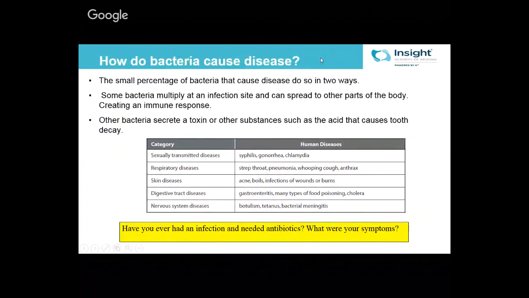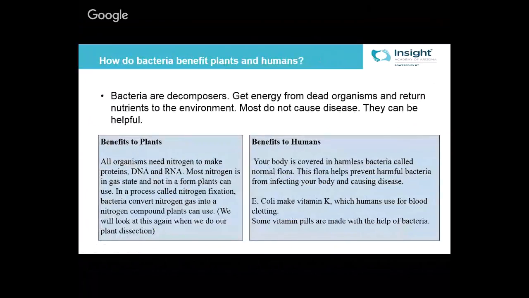So how do bacteria benefit plants and humans? They're not always harmful. Bacteria are decomposers, so they break down our waste. They break down dead organisms and put it into soil to make the soil nutrient rich. They get energy from dead organisms and return those nutrients back into the environment.